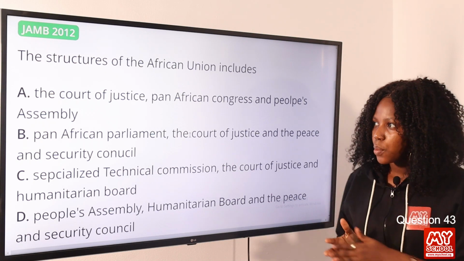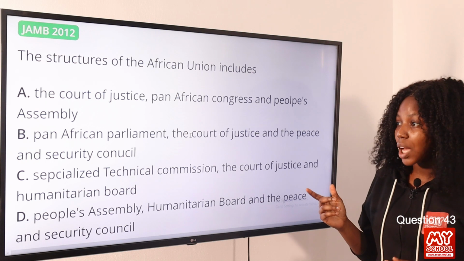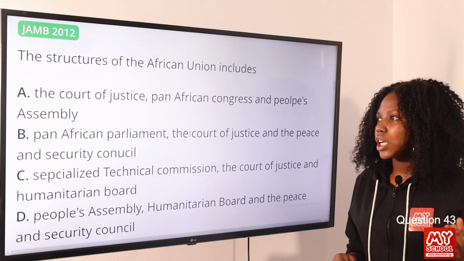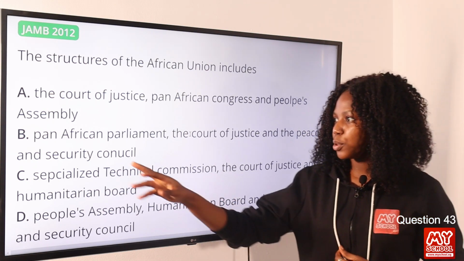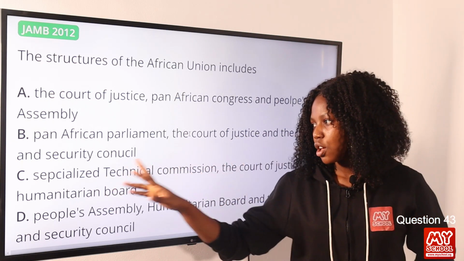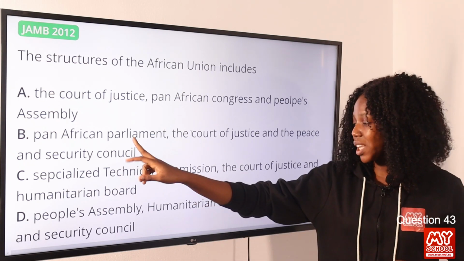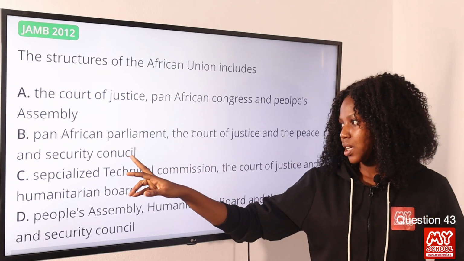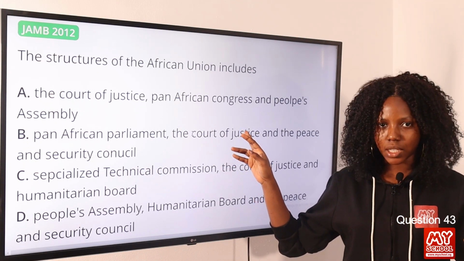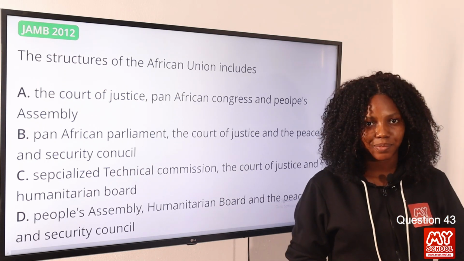Now let's trace this. We can see option A, the Court of Justice, Pan-African Congress and People's Assembly. So we have the Court of Justice, which is in line with the Judicial, Human Rights and Legal Court. Option B, we have Pan-African Parliament, the Court of Justice, and the Peace and Security Council. So this is contained in what I've just explained. We have the Pan-African Parliament, the Peace and Security Council, lastly the Court of Justice, which represents the Judicial, Human Rights, and Legal Court. So option B is the correct answer to this question, and it's the final answer.